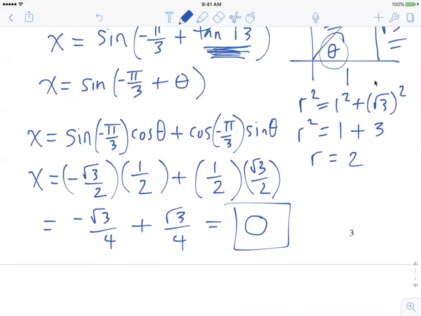Okay, so there you go. Chapter 7's done. 5, 6, 7, we've done it. 3 chapters down, 1 more to go. Hang in there, keep going.